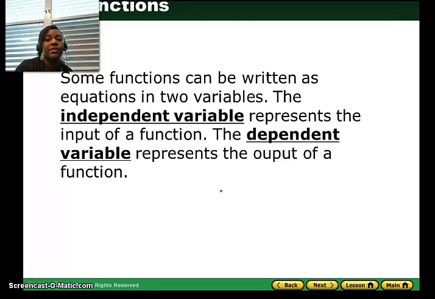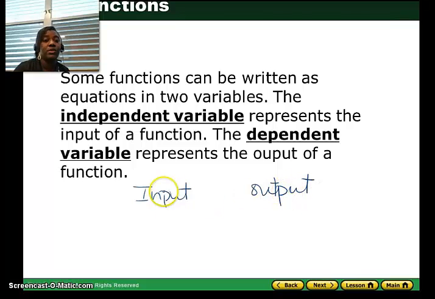Alright, so let's take a look at what's an independent variable and what is a dependent variable. Basically it's the same thing. The independent variable will be the input, and then the output will be the dependent variable. A good way to remember: input starts with an I, so that'll be our independent variable. And this one will be the dependent variable.